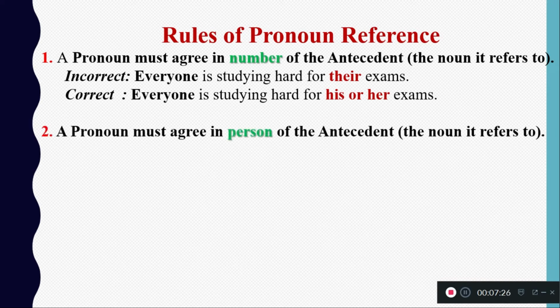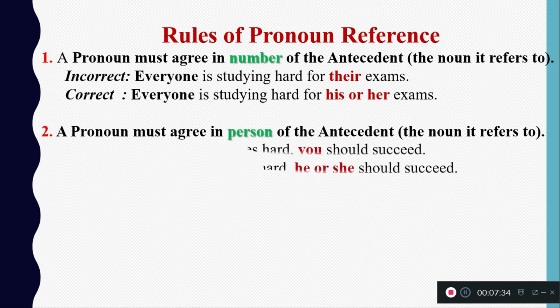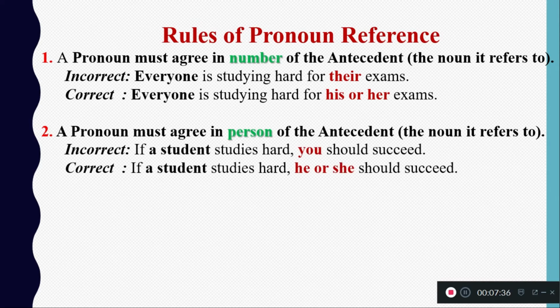Second, a pronoun must agree in person with the antecedent or the noun it refers to. For example, if a student studies hard, you should succeed. Here, a student is third person, so the pronoun reference you, second person, is wrong. And the correct sentence is if a student studies hard, he or she should succeed.